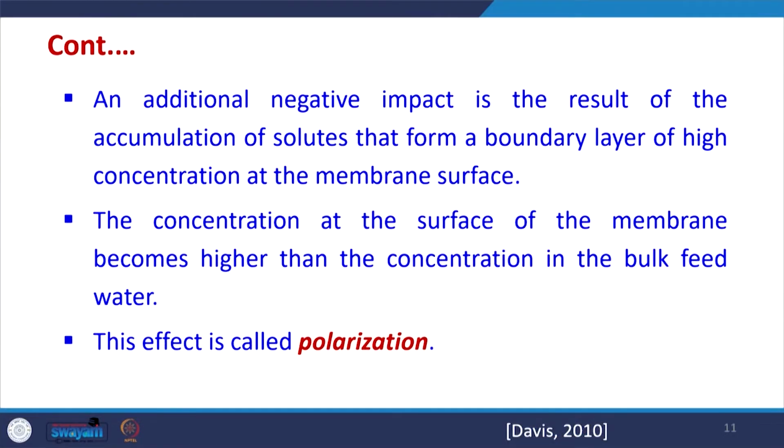Now, an additional negative impact will be because of the accumulation of solute that will form a boundary layer of high concentration at the membrane surface. This additional negative impact will always occur at the higher concentration level. The concentration at the surface of the membrane becomes higher than the concentration in the bulk feed, and this effect is called polarization. So, we always try to see that this polarization is minimized in the RO membrane.